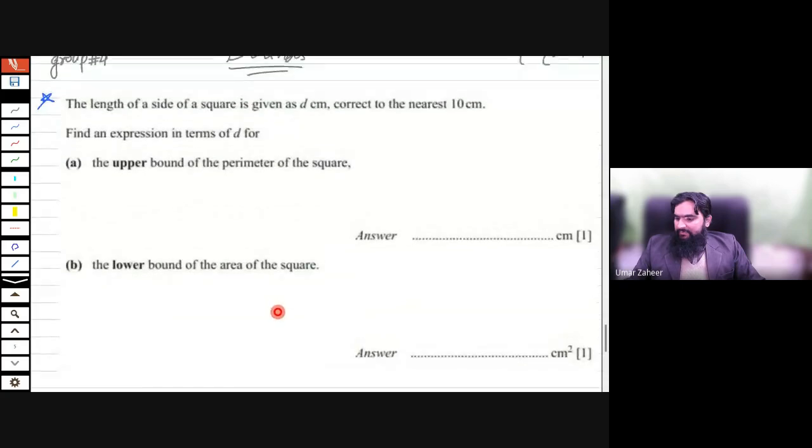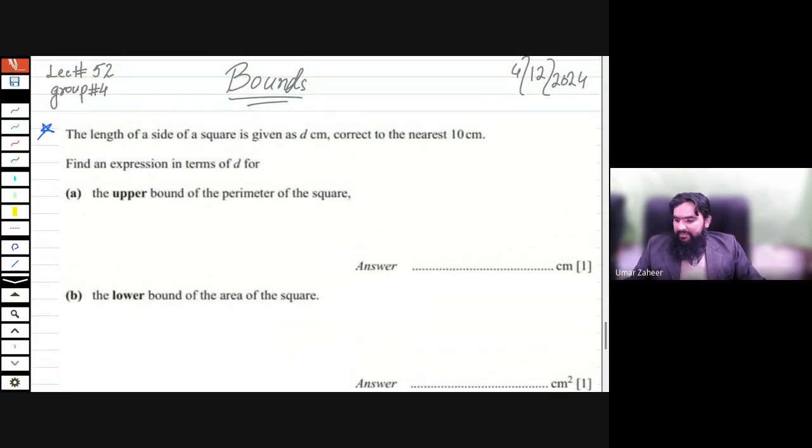Look at here. We have the length of a side of a square given as d centimeter, correct to the nearest 10 centimeter. So for the nearest 10 centimeter, first of all, we divide by 2. That will be equal to 5 centimeter. So we add the value, you will get the upper bound. You subtract the value, you will get the lower bound of the length. Find an expression in terms of d, the upper bound of the perimeter of a square.